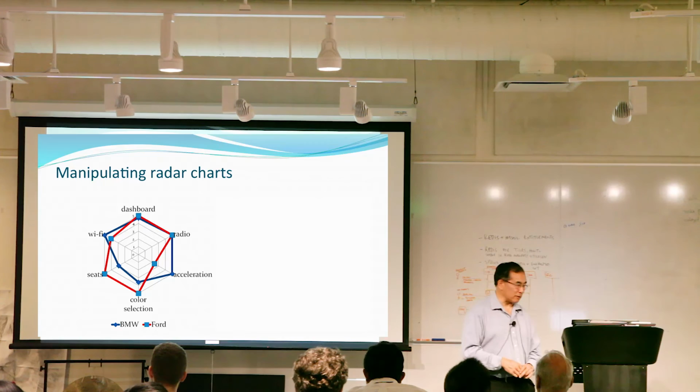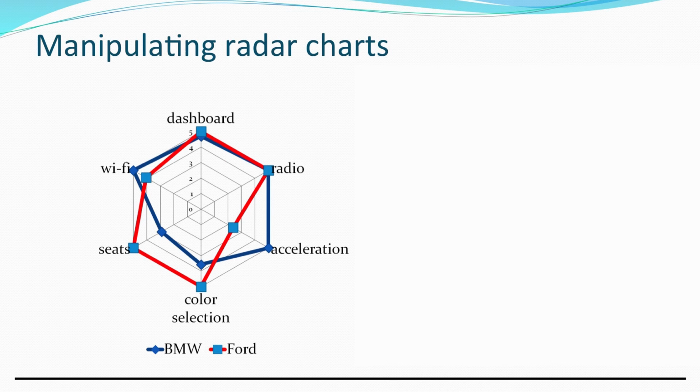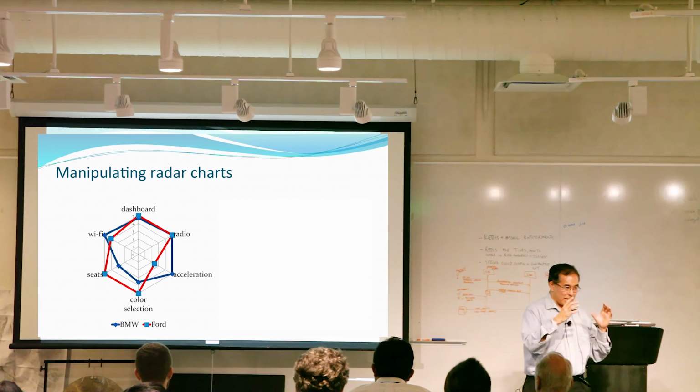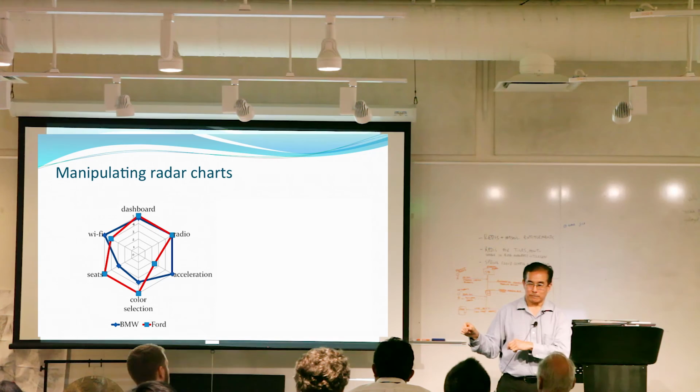That's right. Okay, so what I could do is I could color in the central part and say, well, if I cut this out and weighed this, then clearly the Ford is better than the BMW. And by coloring it in, what you've done is you implicitly said the area is what's important, not the individual aspects to it. Anybody else? Any other ideas on this thing?